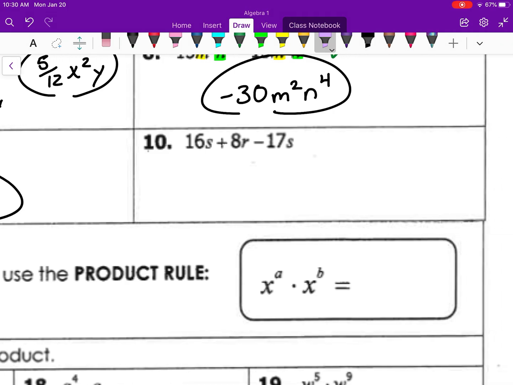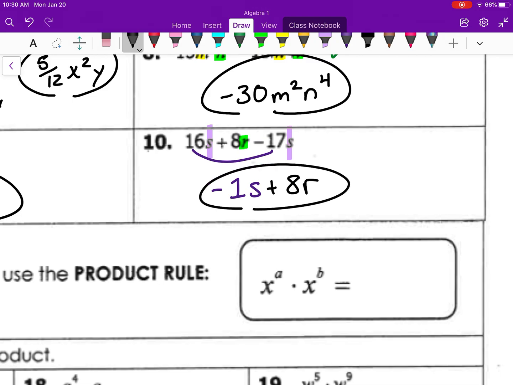Last one. Figure out what matches. I've got S and S, so those can go together. 16 minus 17, that would be negative 1s. R has nothing else to combine with, so it doesn't go away, it just doesn't change. It's still plus 8r.